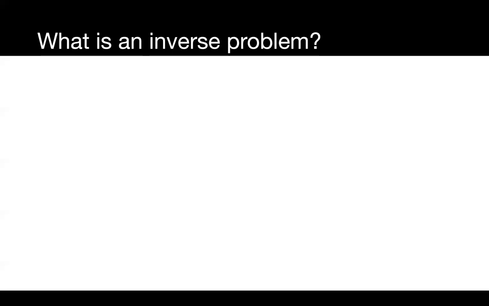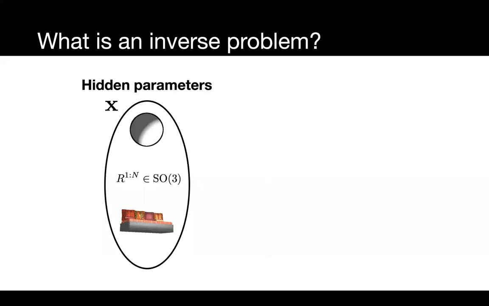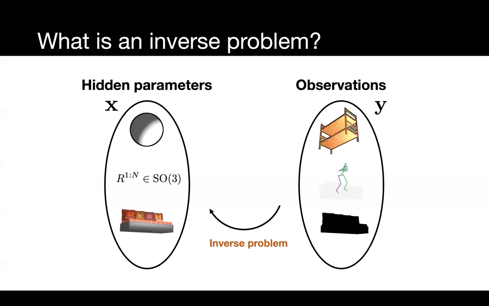Many tasks in computer vision and robotics are inverse problems. The goal is to estimate the hidden parameters of interest from a set of observations. While the corresponding forward process is usually well-defined, the inverse problem is still extremely challenging. This is because a lot of information is lost during the forward process.